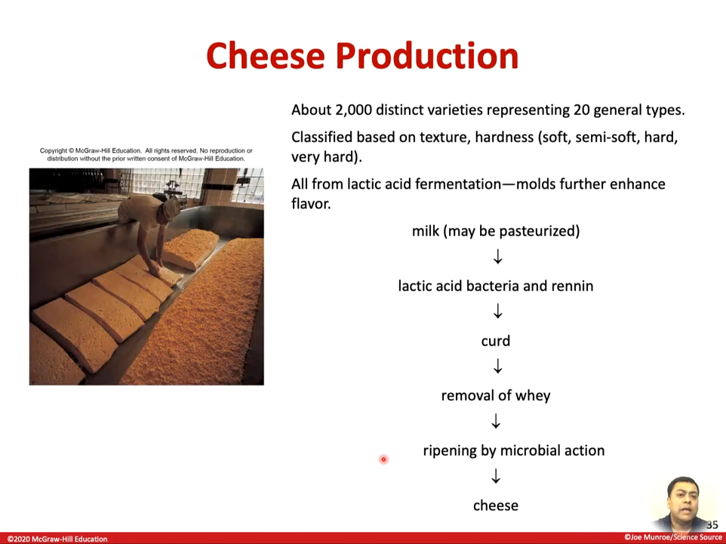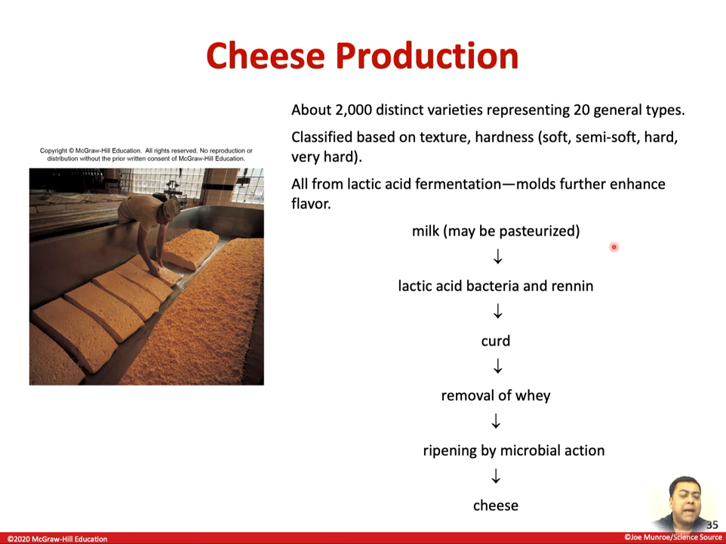So here we are looking at cheese production. As you know, there are probably 2,000 or more distinct varieties of cheese, representing about 20 general types. Cheese is classified based on texture and hardness: soft, semi-soft, hard, very hard. They are all from lactic acid fermentation, and sometimes molds are used to further enhance the flavor. So how is it done?